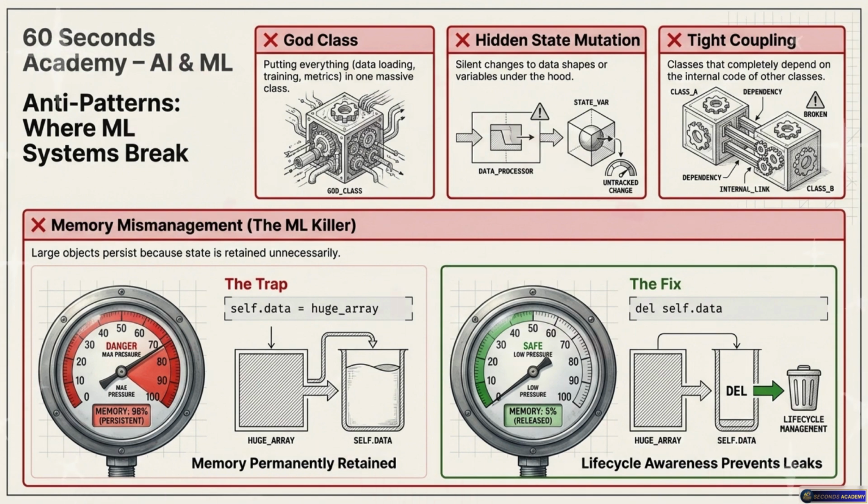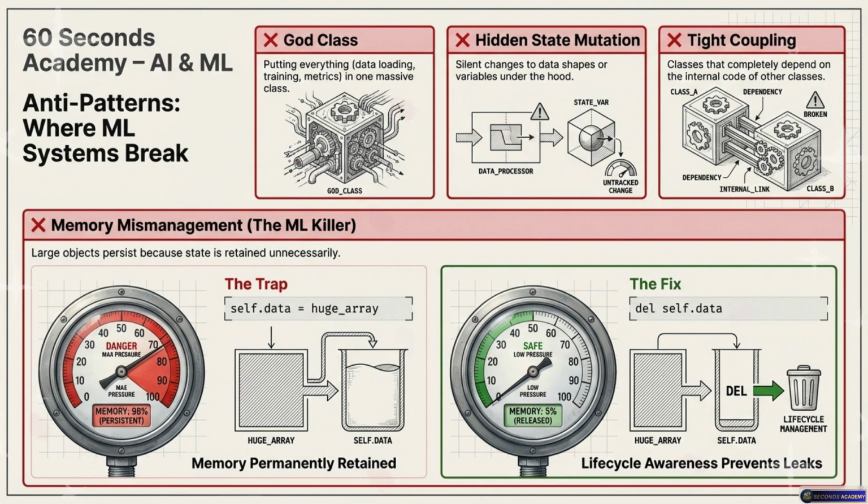The second red flag is tight coupling, which we just solved with the factory pattern. Candidates will write classes that heavily depend on the internal hidden variables of other classes. If you change the name of a variable in the data loader, the model class breaks. And we also talked about hidden state mutation. Like, a candidate writes a pre-processing function that silently overwrites the input array. Yep, that's a quick way to fail a system design round.